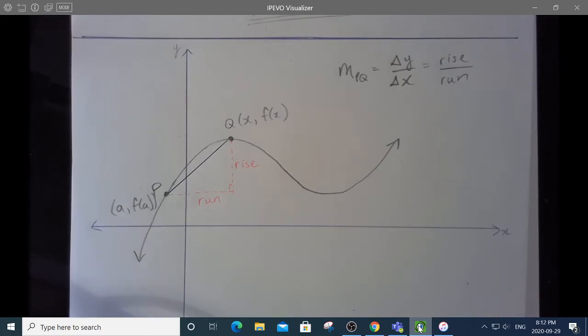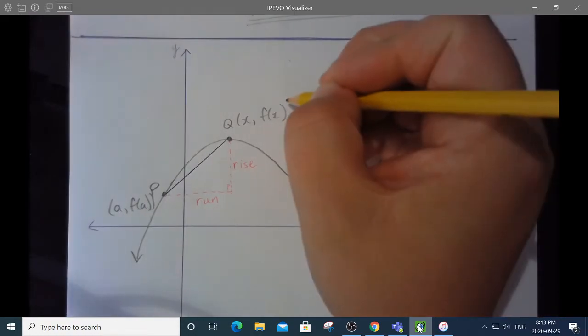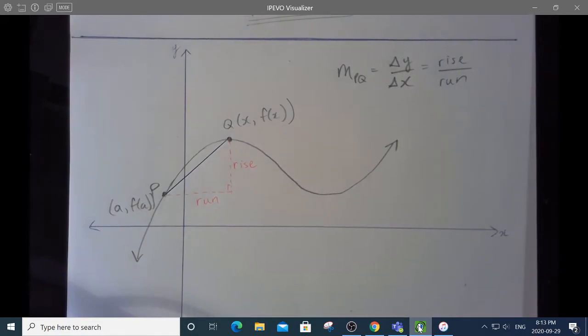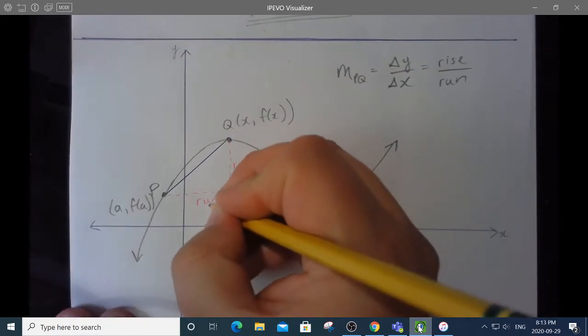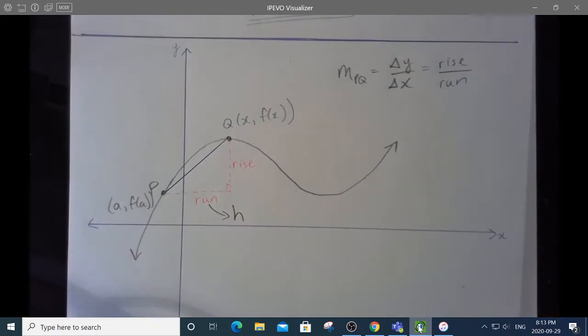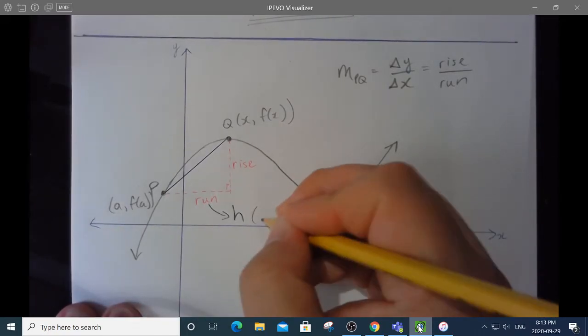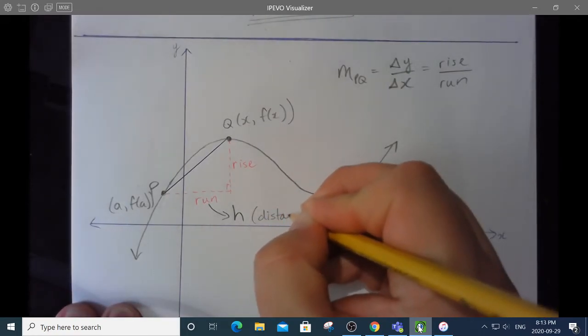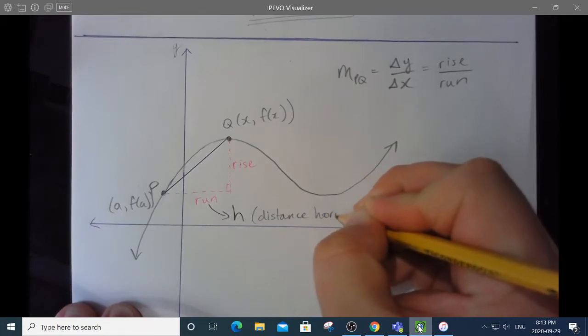So I need some sort of way to quantify the rise and the run. What I'll do is I'll just quantify the run. I'm going to call this run a distance that we'll call h, right? The distance horizontally.